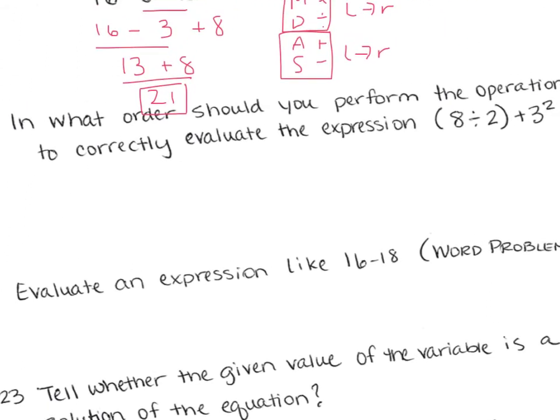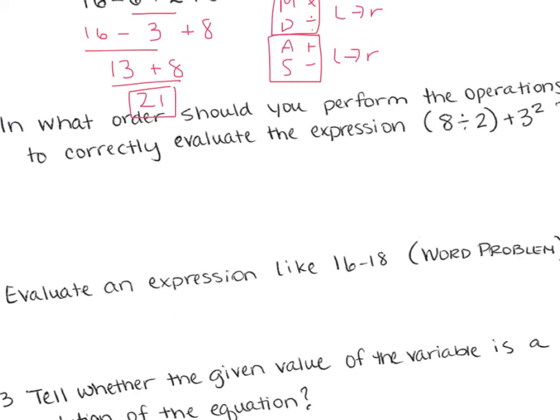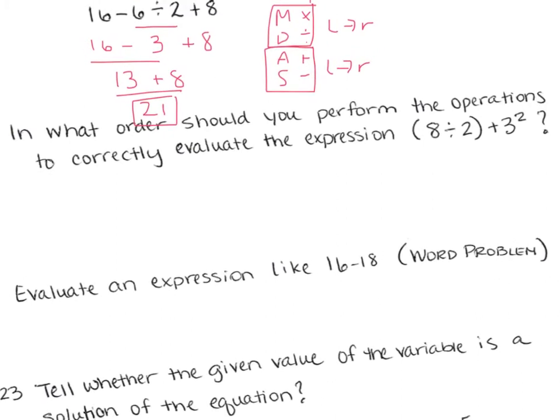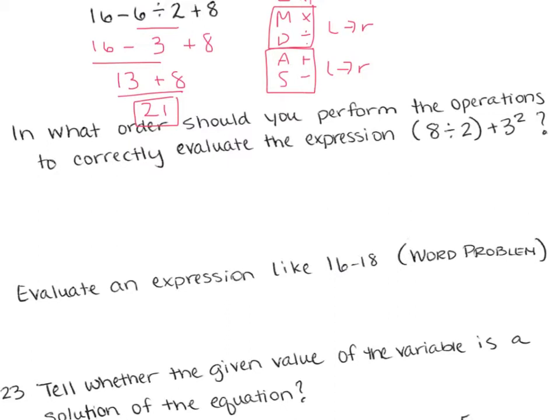In question 19, it says, in what order should you perform the order of operations to correctly evaluate this expression? To answer a question like this, I would say, first I'm going to divide, because it's within the parentheses. Then I'm going to do my exponent, and finally I'll add. And that is how you would correctly answer a question like that.